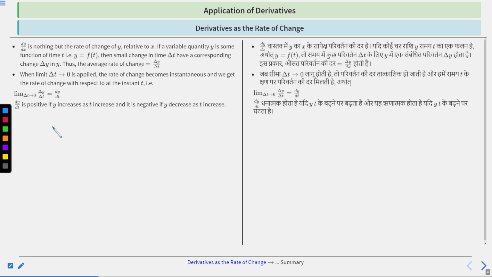dy by dt is positive if y increases as t increases. That means if y and t both increase in the same direction, then dy by dt is positive, and it is negative if y decreases as t increases. So if t increases and y decreases, that means dy by dt is negative. Clear?